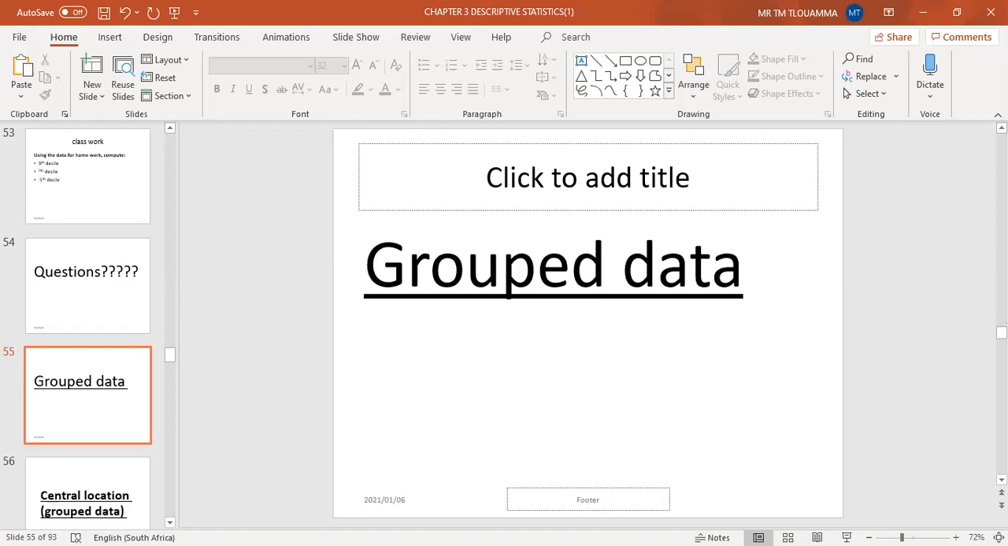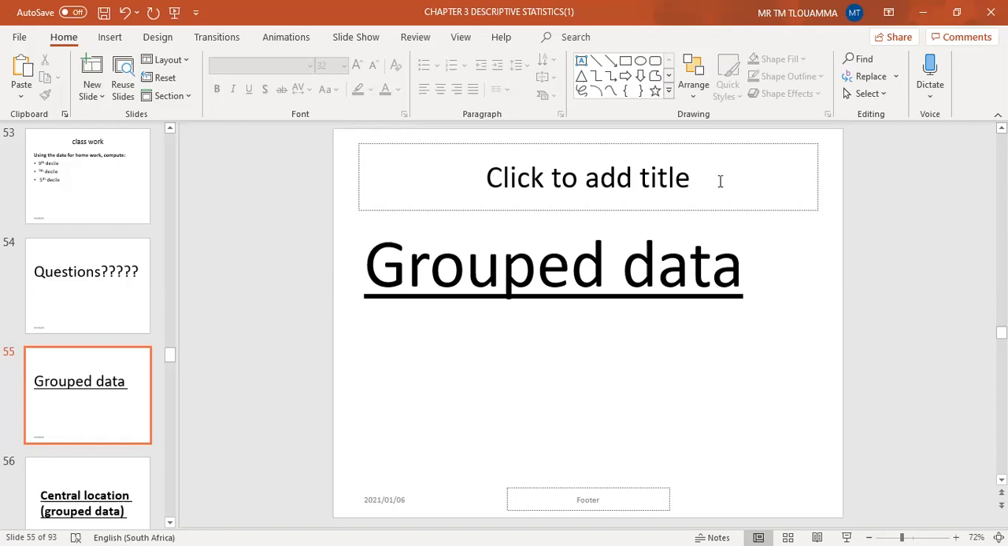So meaning we're going to be done with the ungrouped data. Let me just try to introduce you to the grouped data, because I don't know how many minutes you're left with. If the 40 minutes ends, then we'll have to stop here for today. Then we'll continue next time.